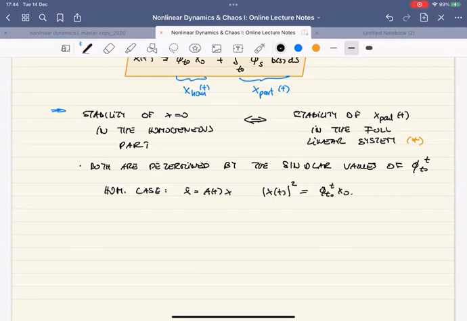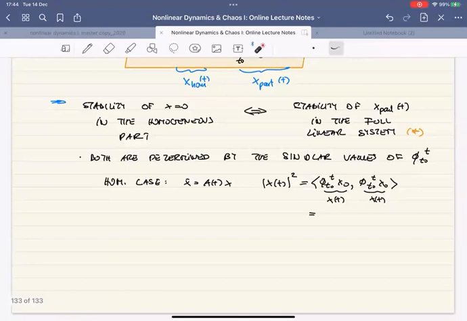So I can calculate this norm squared by taking just the inner product of X of T with itself. So let's not postulate eigenvalues, eigenvectors, and whatnot. This is what I'm interested in. And then using the fact that this is an n by n matrix and this is an inner product, this will be the same as the inner product of X naught with the transpose of T naught.